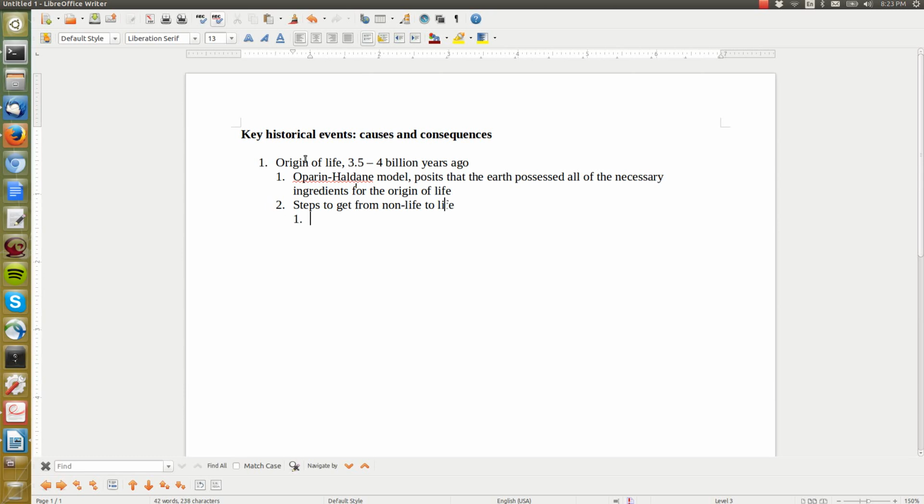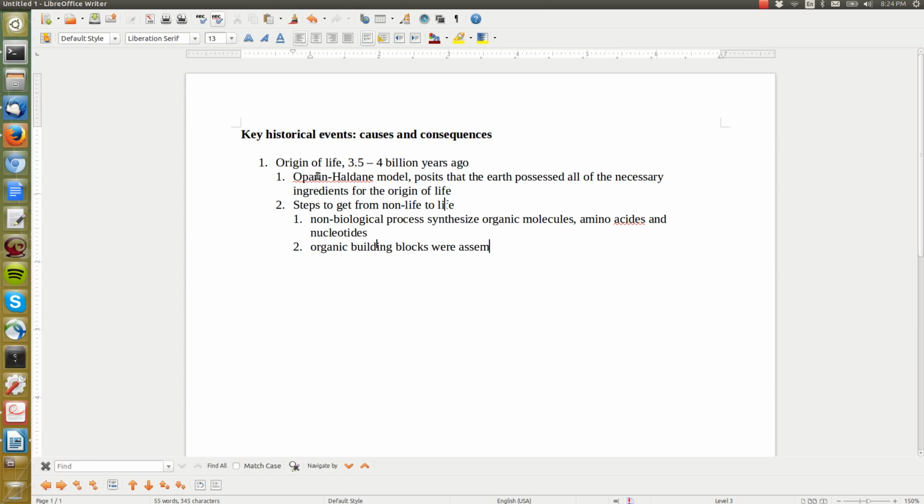All right. So the first key step is that we need a non-biological process, in other words, without living things, by which we can synthesize simple organic molecules, such as amino acids and nucleotides. So we need a way that we can go from non-living to the basic building blocks of life in terms of these simple organic molecules.